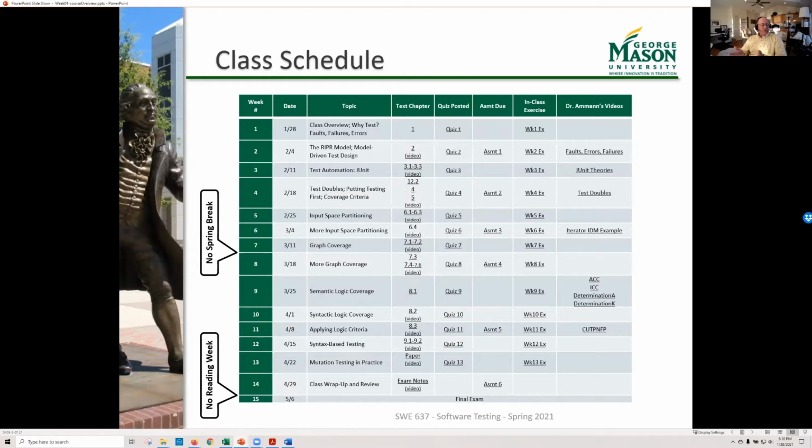Really the only two things that I want to point out, as I'm sure you already know, there's no spring break. And for this class, as the schedule falls, there's no reading week. So we are basically just 15 straight weeks, 14 classes, and then right into the final, 15 consecutive Thursdays.